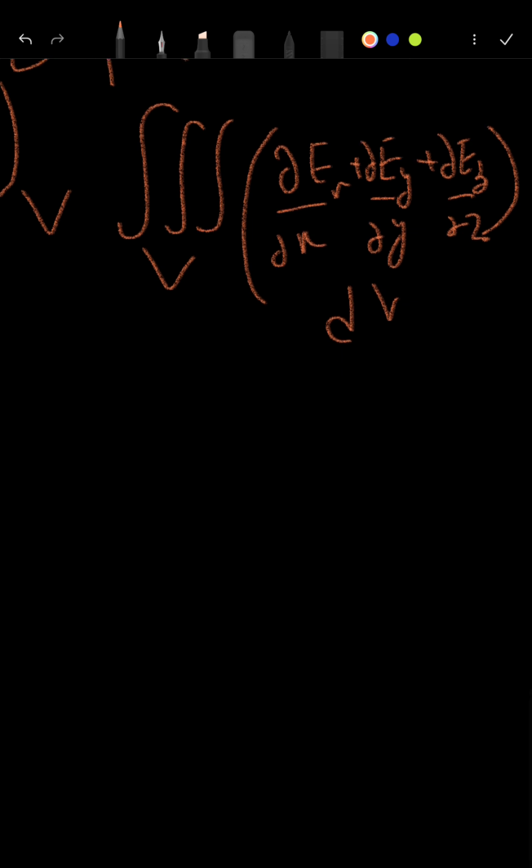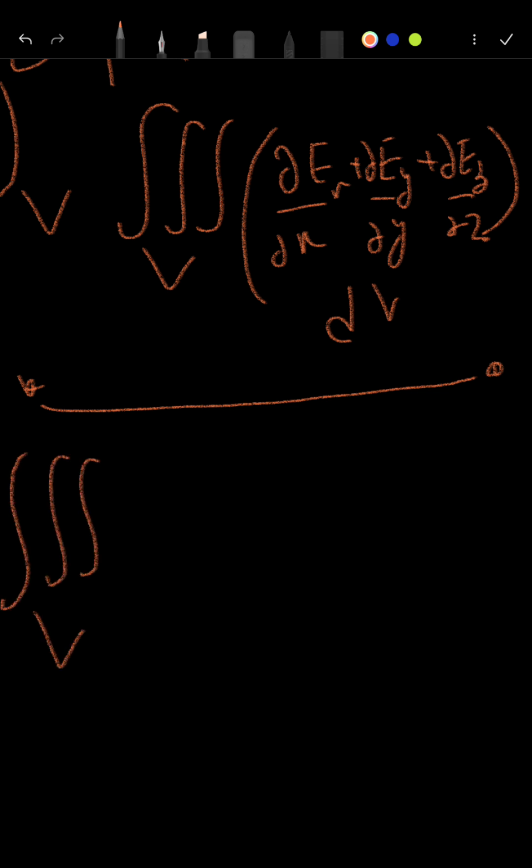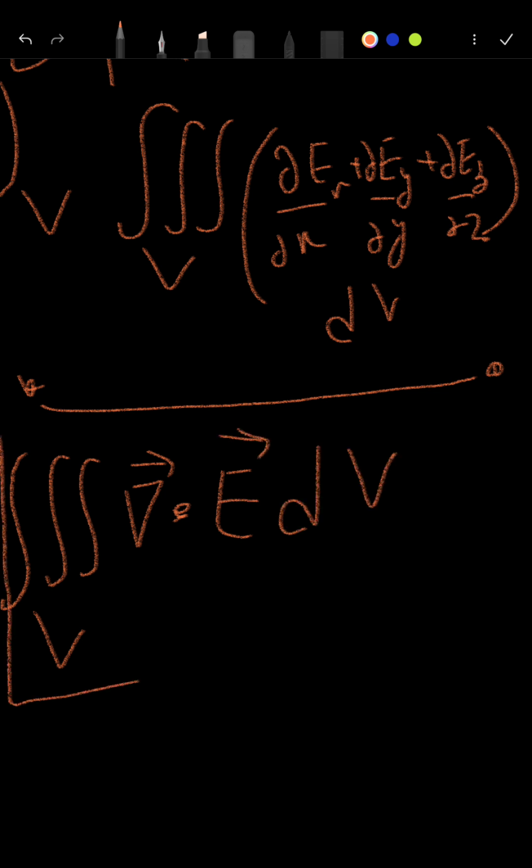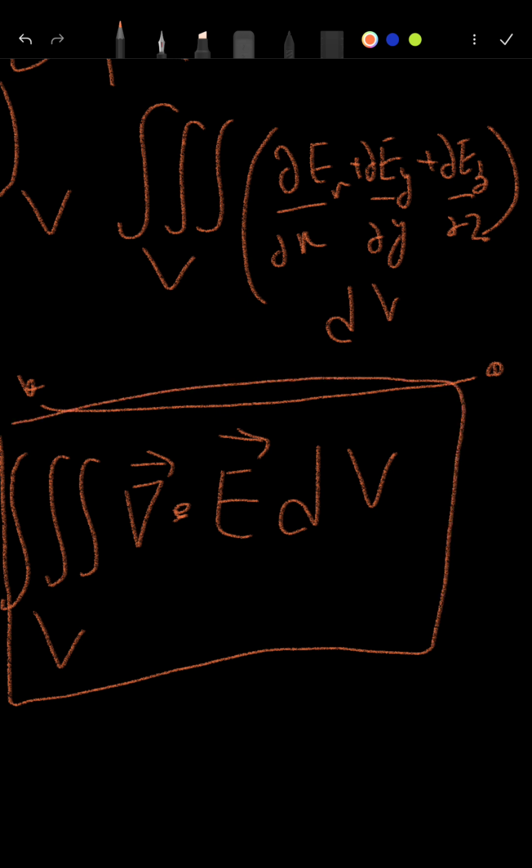looking carefully at this equation, we see how it is just the dot product of the nabla operator and the field function, and hence we have derived the famous Gauss divergence theorem.